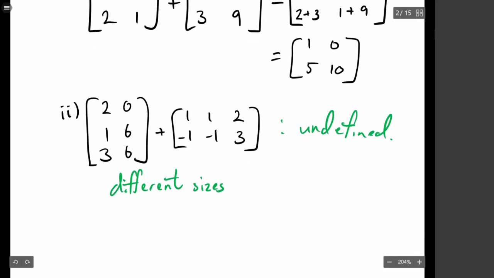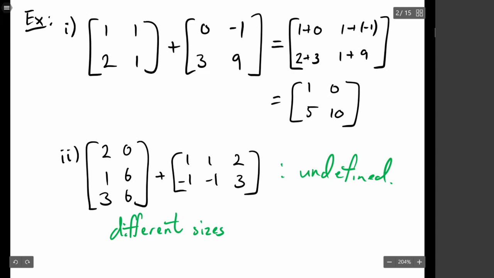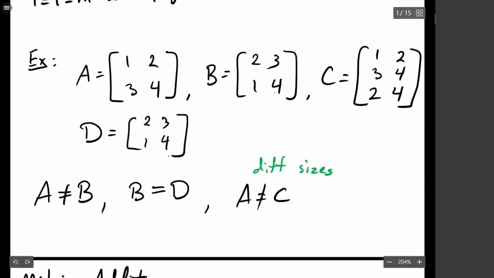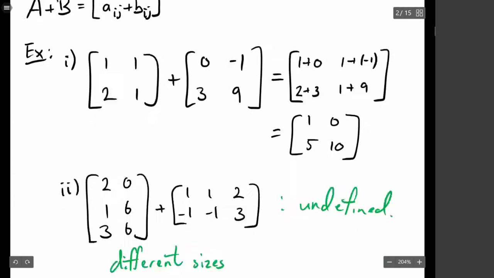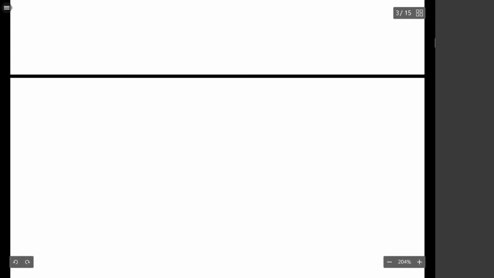Now there's one more simple operation I want to talk about with matrices here. So hopefully matrix equality and matrix addition are pretty straightforward. We want to talk about scalar multiplication now.